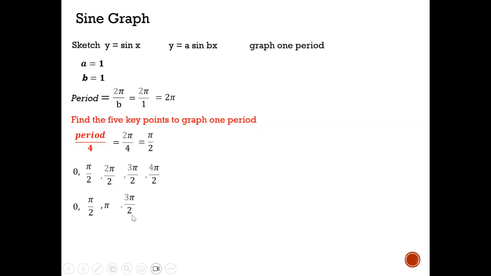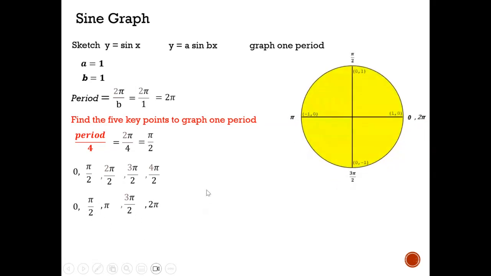3 pi over 2 stays how it is, and 4 pi over 2 is equal to 2 pi. All right? So now, how do we know what the points are? We know we have to know what the sine and cosine of 0 are. The point (x, y) is equal to (cosine, sine). So right now, we're going to be graphing the sine wave, or the sine curve.